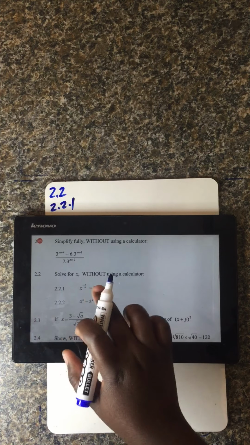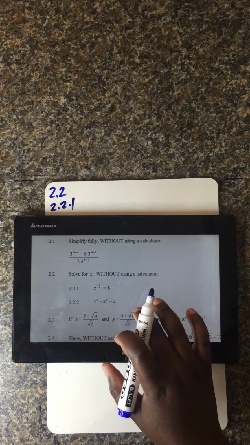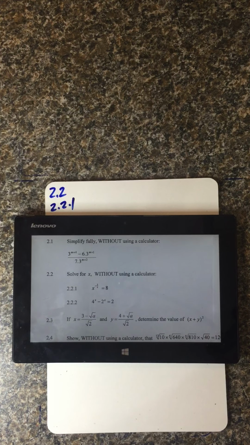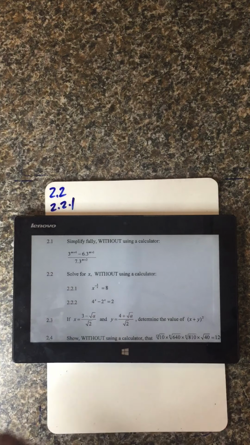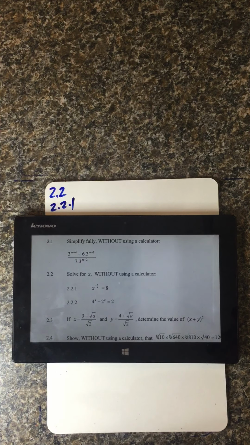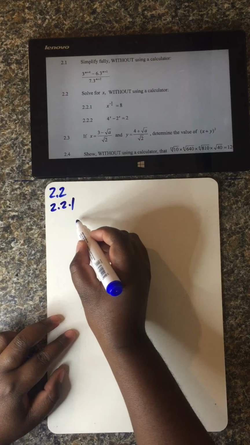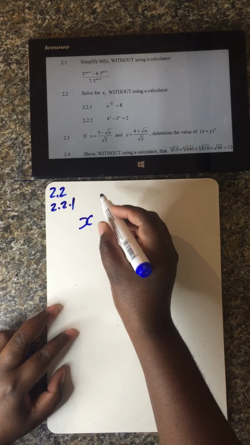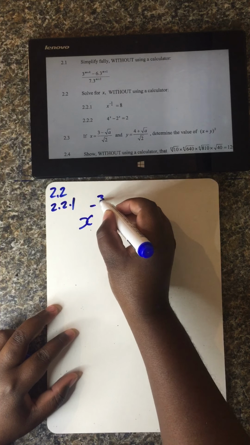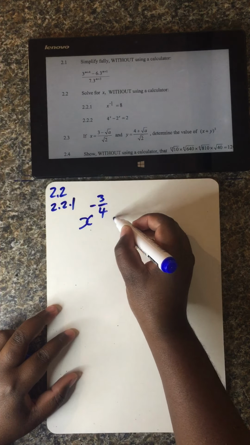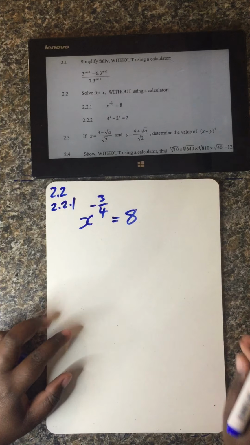So they're saying solve for x without using a calculator. What an interesting question, guys. They want you to solve for x without using a calculator. Okay, so let me just write down the question. It's x to the exponent -3/4, which is equal to 8.